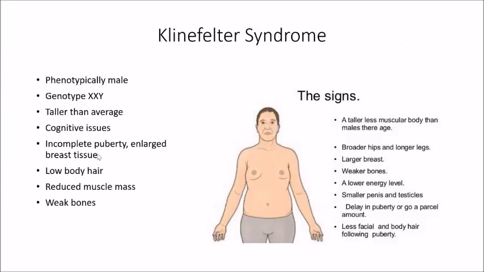Klinefelter syndrome, again, phenotypically, they're male, but this time they've got an extra chromosome, 2 X's and 1 Y. Some of the traits that you'll see, they are taller than average. Again, they can have cognitive issues, incomplete puberty with enlarged breast tissue, less body hair than usual, reduced muscle mass, and weak bones.